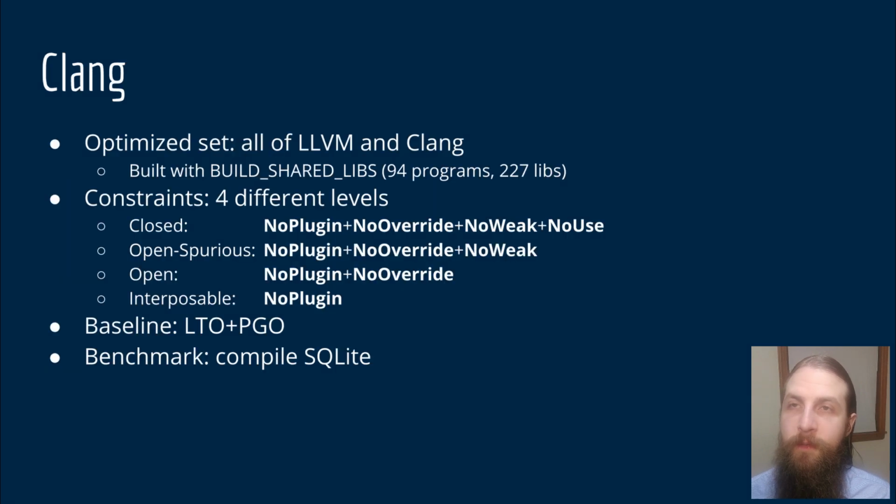For our final experiment, we applied guided linking to Clang and LLVM. We configured LLVM to build more than 100 shared libraries. This isn't the most efficient configuration for LLVM, but it demonstrates how guided linking performs on a very large number of libraries. For constraints, we tested 4 different configurations. That ranges from closed, which assumes that no external code will use the LLVM libraries, to interposable, which imposes no real restrictions. We used LTO and PGO for both our baseline and the guided linking version.